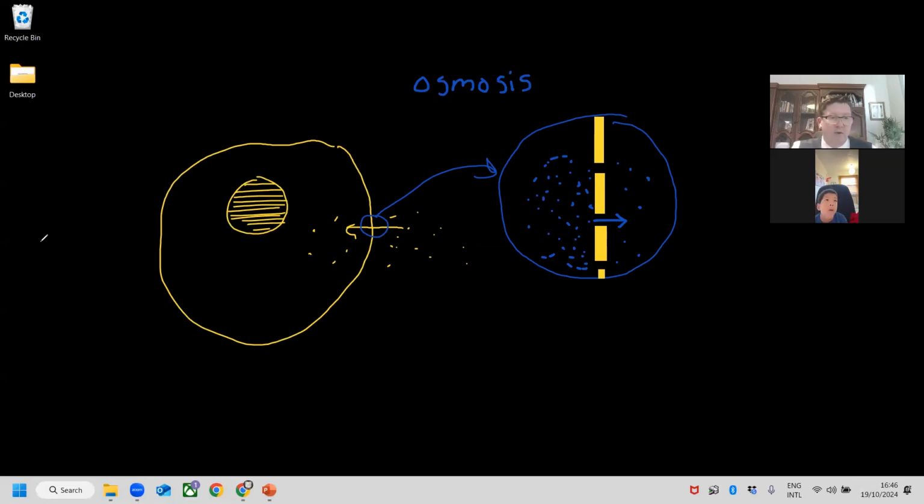Now, if there are more water particles on the left-hand side, that means there is less of whatever it is that's in the water. Let's say it's sugar, or let's say it's salt. Very good. So there's going to be less of those, and more salt or sugar on the right. Now, in what direction will the salt go? Left. The salt will go left, but there's a problem.